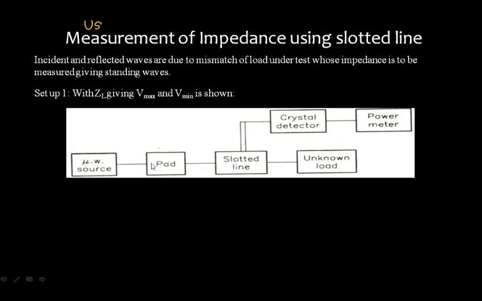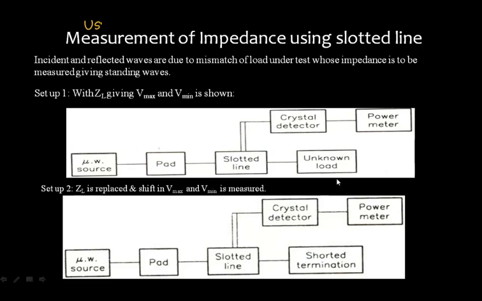This is the microwave source, this is the pad, this is the slotted line connected to the crystal detector and to the power meter. You have an unknown load over here. In the second step, you replace that unknown load with a short termination. The complete setup will be the same. Now the shift in the Vmax and Vmin is measured.